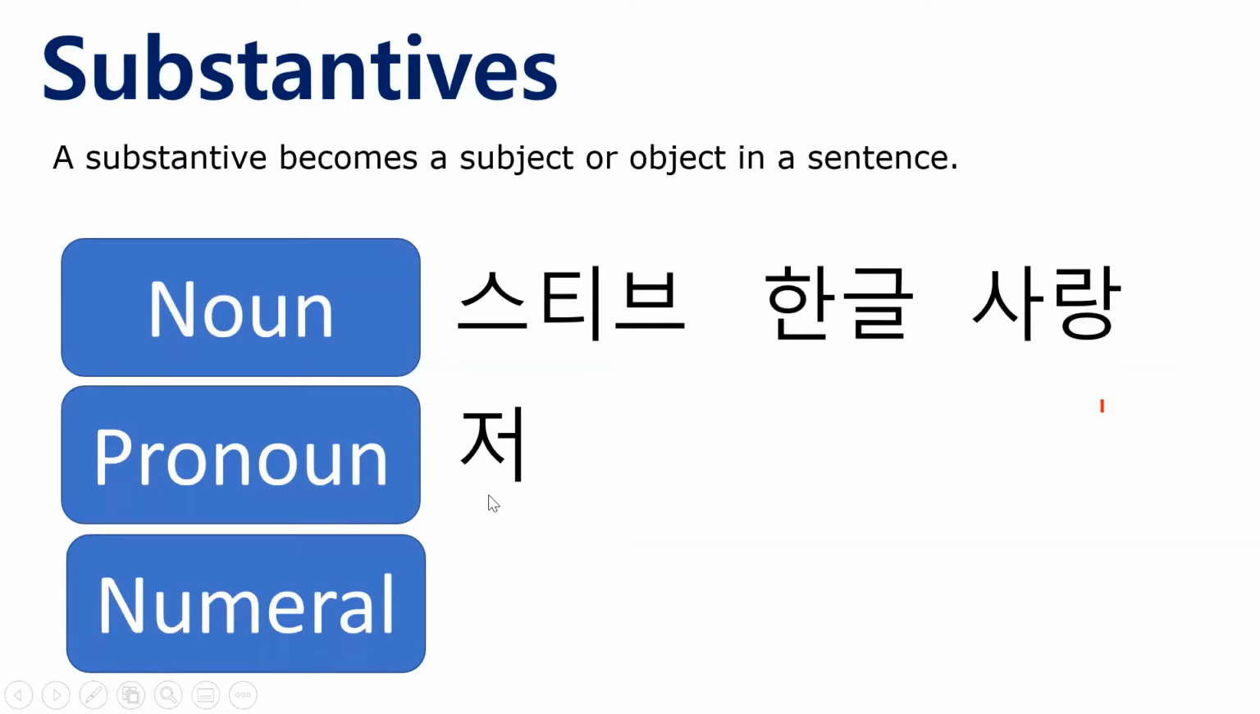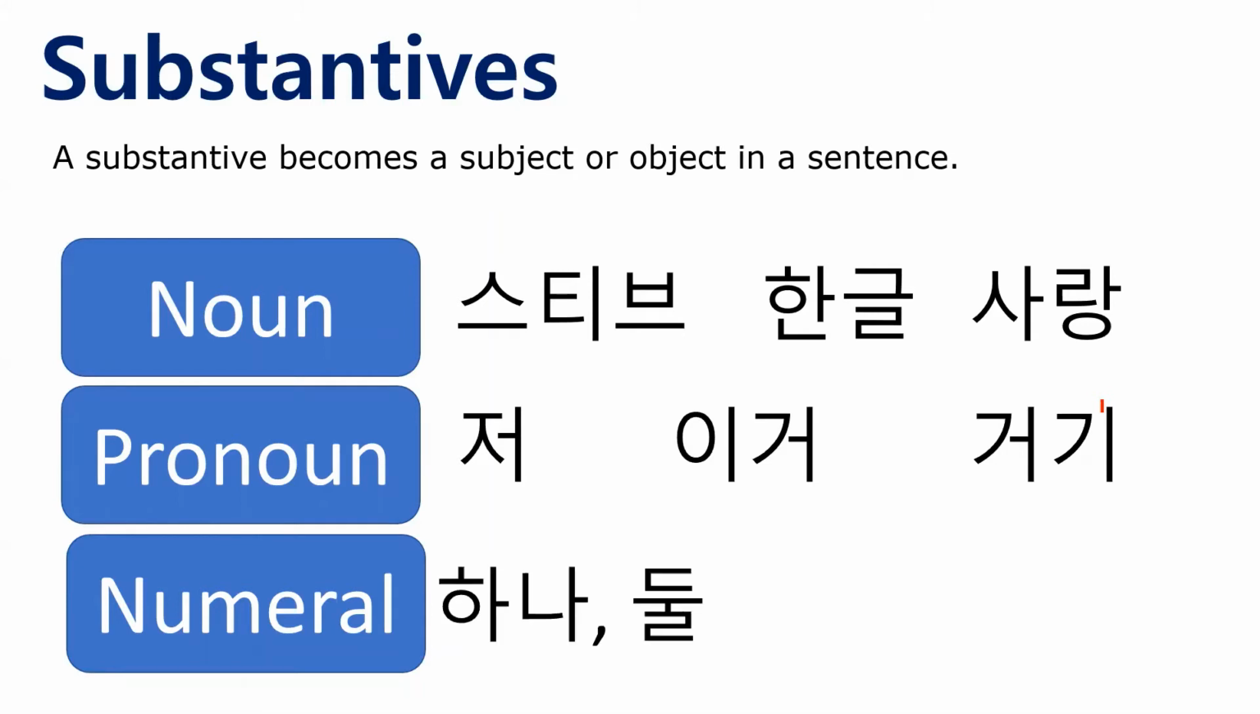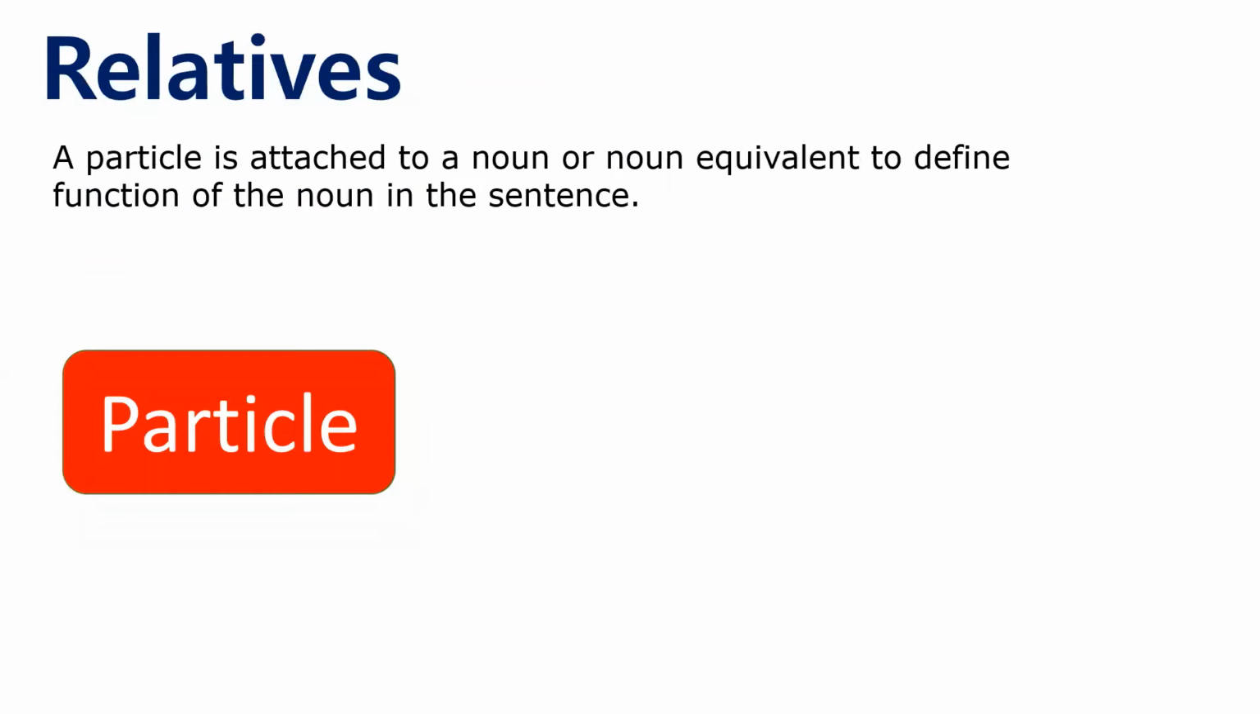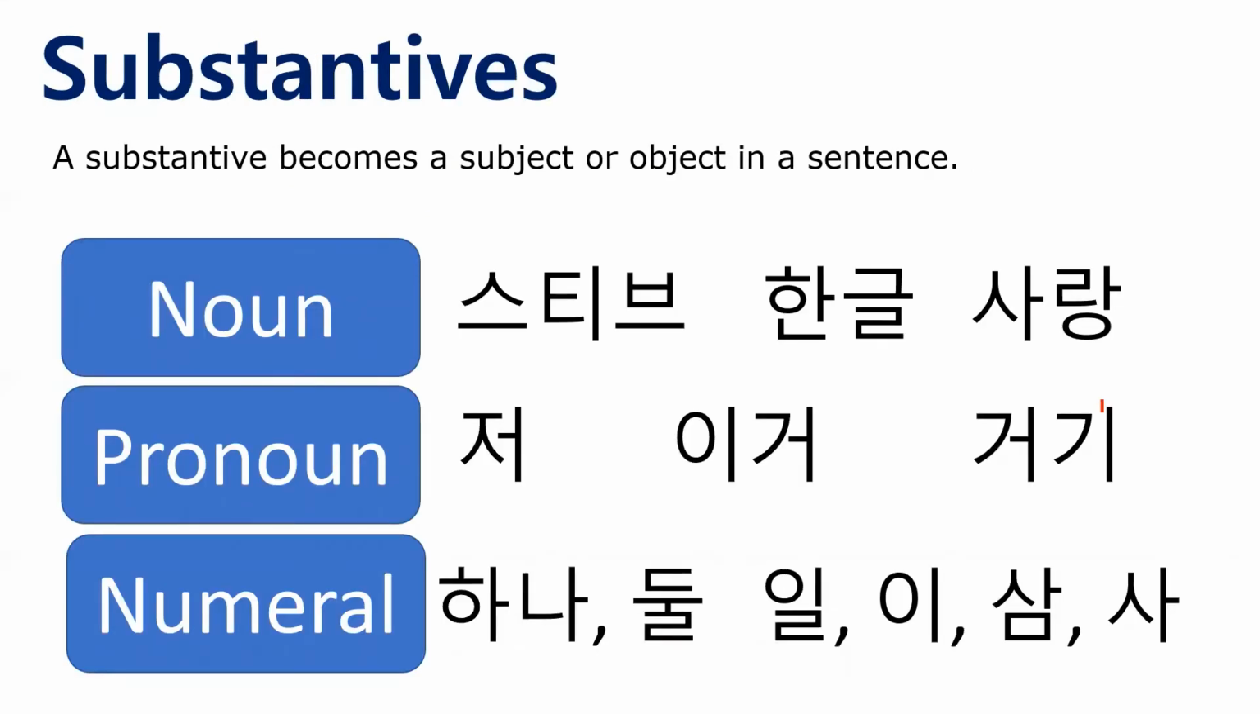And pronoun is a noun substitute. So instead of using a name, sometimes we can use a pronoun. So 저 is the first person pronoun I, and 이거 is this thing. So instead of actually using the noun, we can sometimes use 이거, this thing. And also 거기 is that place. This one is also a pronoun. And numerals are number words. So 하나, 둘. So we have a native number, and also 1, 2, 3, 4. These are the Sino-Korean numbers, and you will learn about these numbers later in lesson 4. Okay.